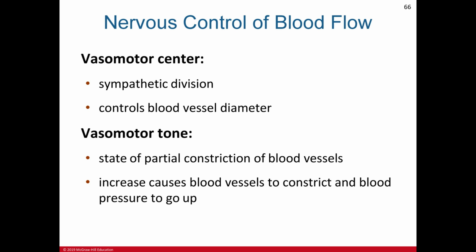The nervous and hormonal control of blood flow is carried out primarily by the sympathetic division of the autonomic nervous system. There is an area of the lower pons and the upper medulla oblongata we call the vasomotor center. This is the sympathetic division of the brain that controls the blood vessel diameter. As a consequence of the short-term control of the sympathetic division through the vasomotor center, the peripheral blood vessels are in a continually and partially constricted state. This condition is called vasomotor tone.